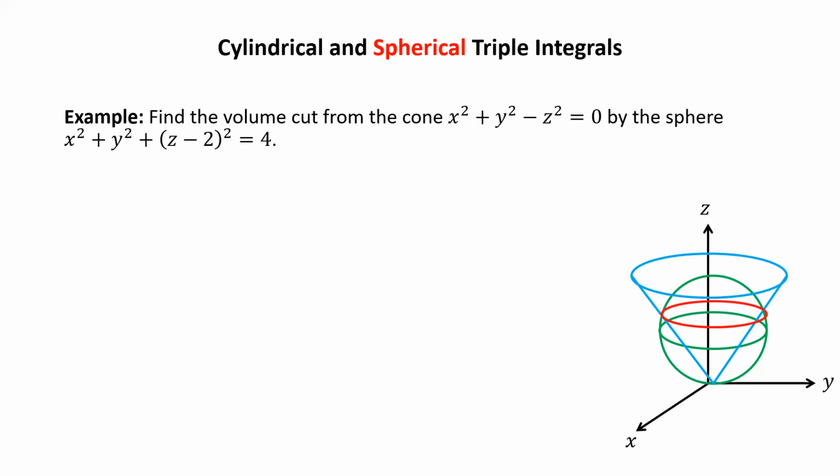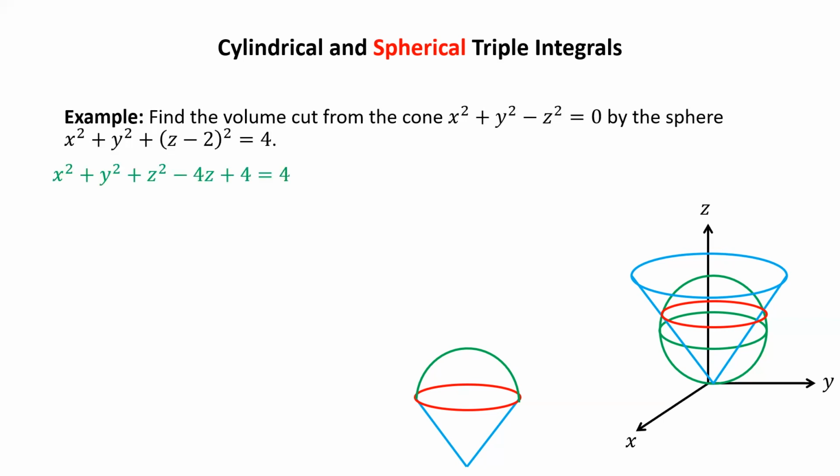Now, this circle here is the intersection of the cone and the sphere. I'm going to now pull out the important part of the picture here because we're interested in the volume cut from the cone by the sphere. That gives us that picture to the left here.